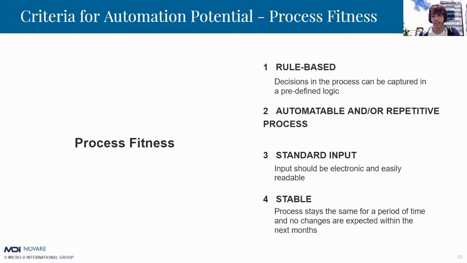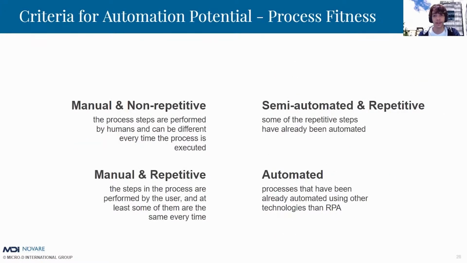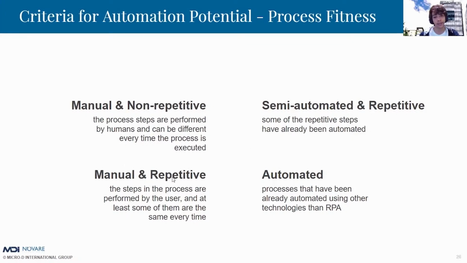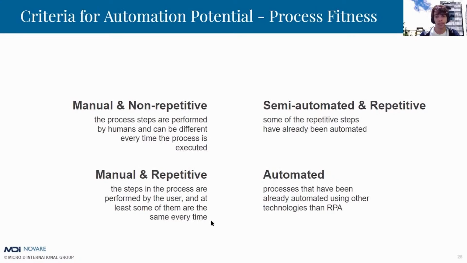To further discuss this, I would like to show you the four different types of processes. First is manual and non-repetitive. This is when the process steps are performed by humans and can be different every time the process is executed. The next one is manual and repetitive. These are processes in which the steps are performed by the user, and at least some of them are the same every time.